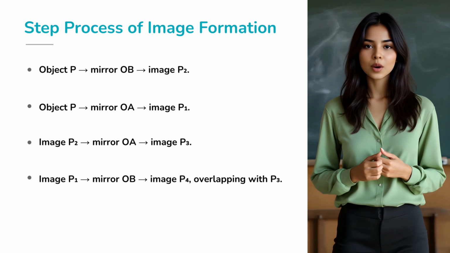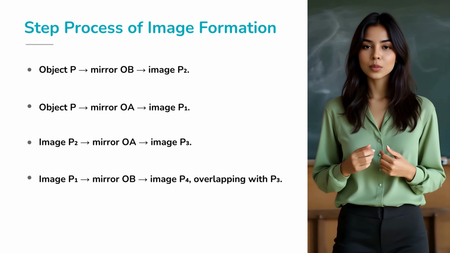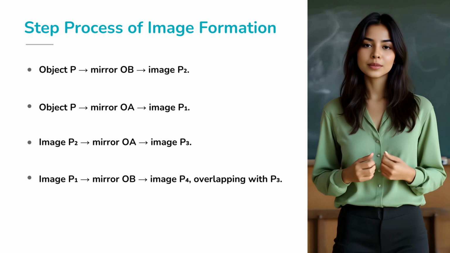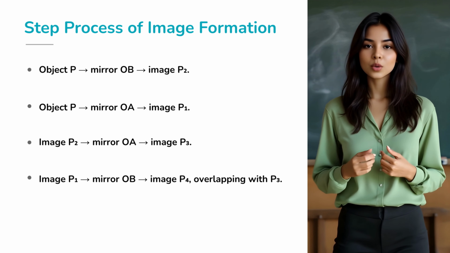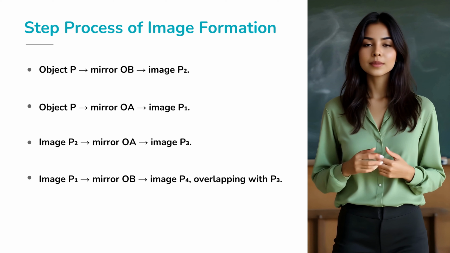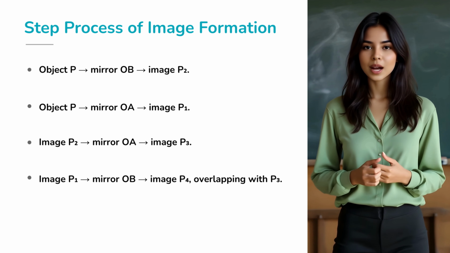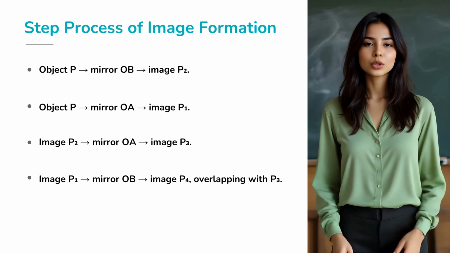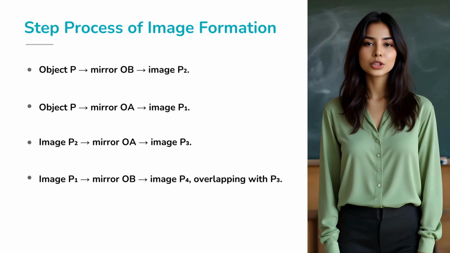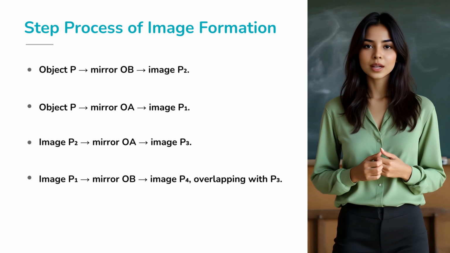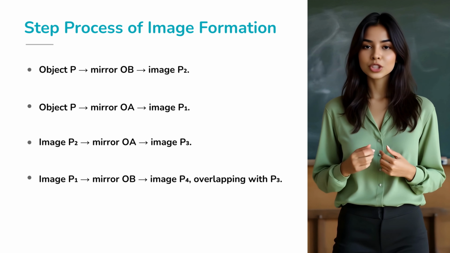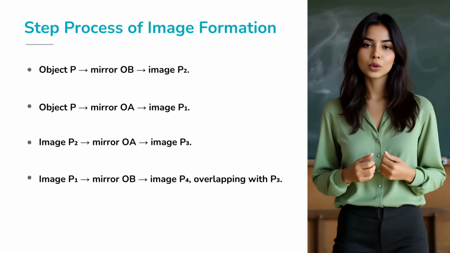Step 1. Object P reflects in mirror OB, giving image P2. Step 2. The same object P reflects in mirror OA, giving image P1. Step 3. Now, P2 acts like a virtual object for OA, producing a new image, P3. Step 4. Similarly, P1 acts as an object for OB, creating P4.